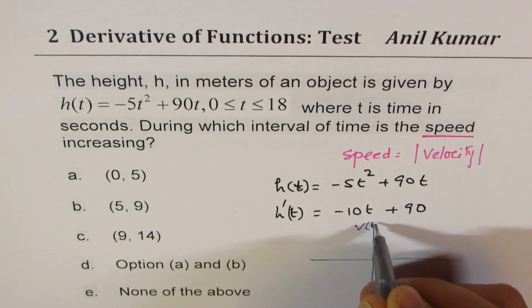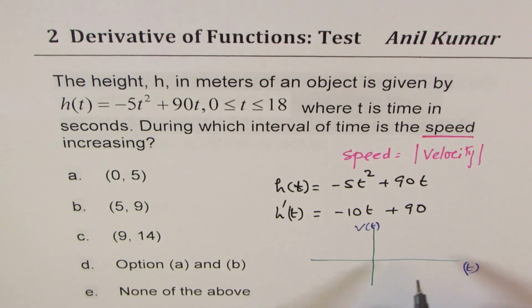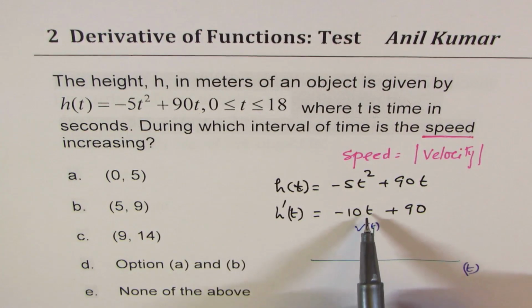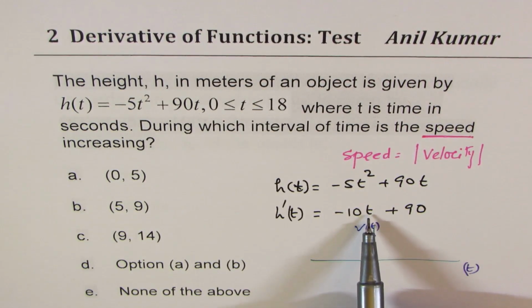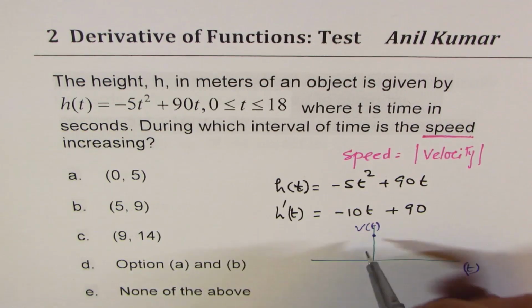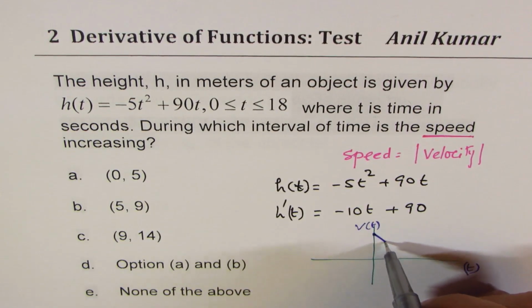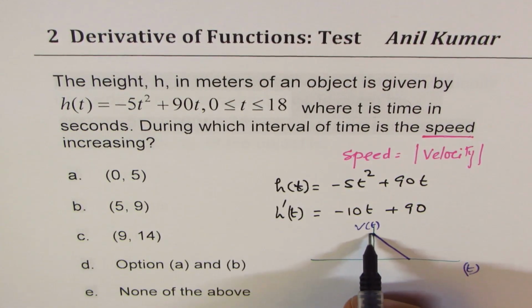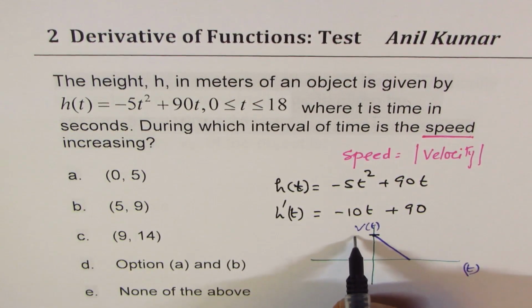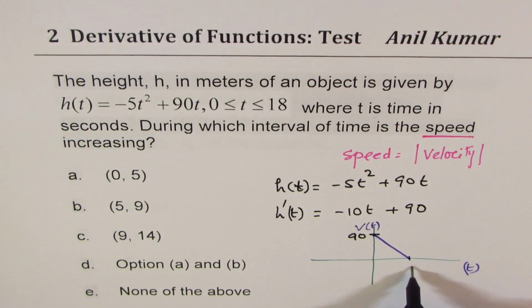This is velocity with time. This is time. If t is 0, it is 90. And if t is 9, it will be 0, right? So it's kind of like this, where this point is at 90 and this is at 9, right?